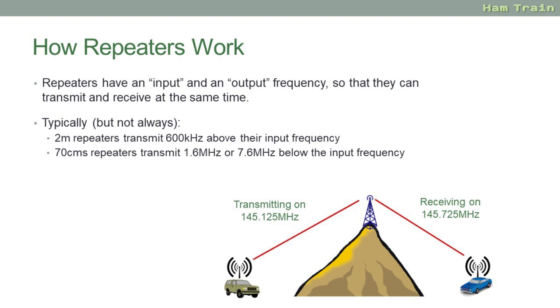On the screen here you can see a diagram of a vehicle transmitting on 145.125 to a repeater. The repeater rebroadcasts that in real time on a frequency 600 kHz up, 145.725. We'll give you an example of this later on in this video.